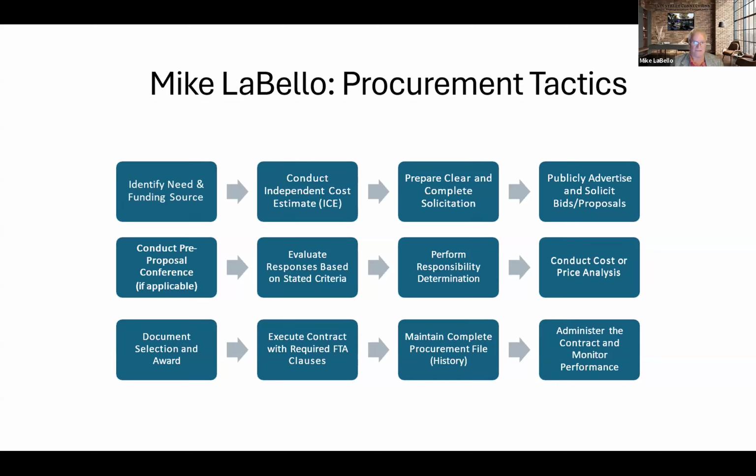So to really jump into the tactics, let's go through these one by one. Our first one here, identify needs and funding source. This is prior to the procurement. This is when you're thinking about the project. You're looking to clarify what you're buying, determine what federal funds will be used, define the scope of the project, what costs are eligible. Federal funds aren't always eligible for a project. Verify the funds are available, such as 5307 or 5311 funds.